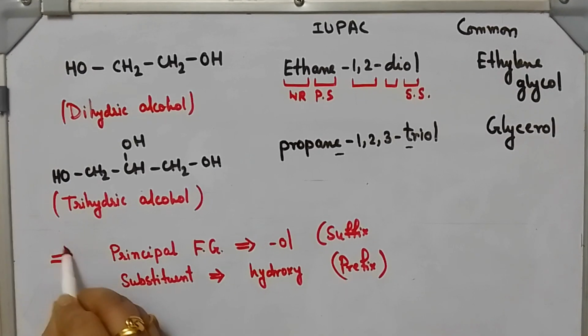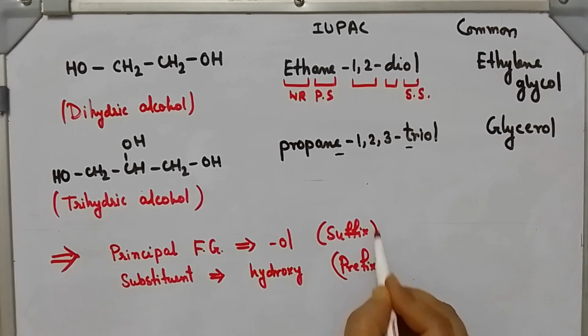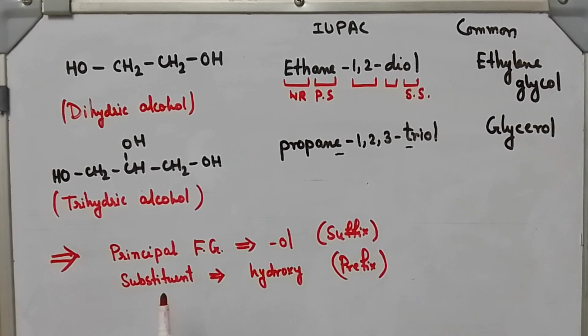Now students, note down one important thing: if your hydroxy functional group is acting as the principal functional group, the suffix ol we have to add. But if it is acting as a substituent, then hydroxy you have to mention as a prefix. So we will do some examples later. Once again, if the hydroxy functional group is acting as the principal functional group in your compound, then you add the suffix ol, or if it is acting as a substituent, then you mention the prefix hydroxy.